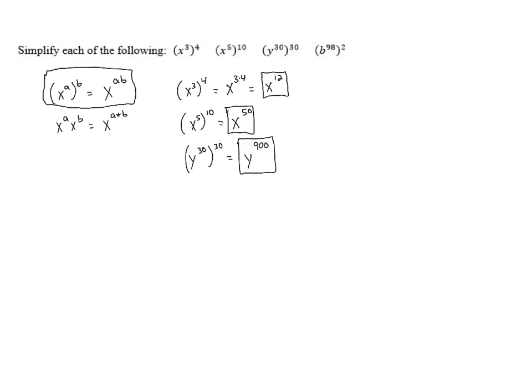And then lastly, we have b to the 98th squared. Again, we're going to multiply the exponents, and here 98 times 2 is 196, so we end up with b to the 196th power. It's a pretty straightforward rule when you understand it.